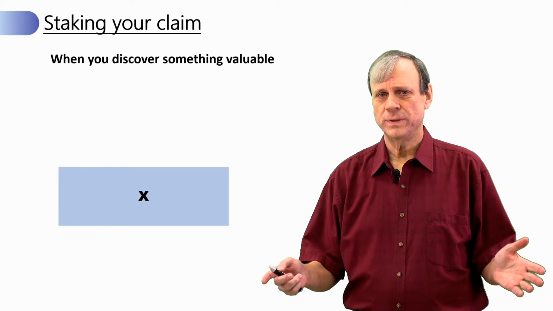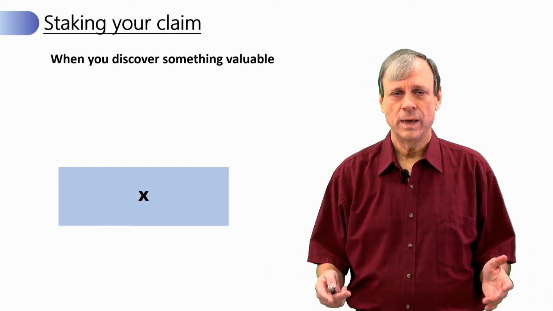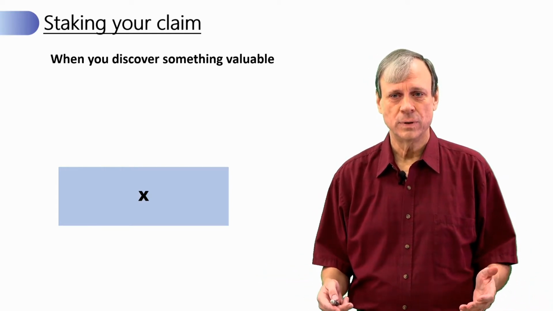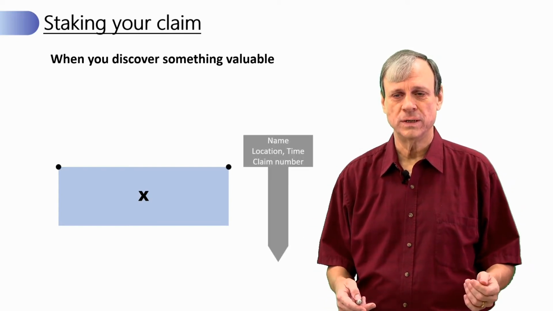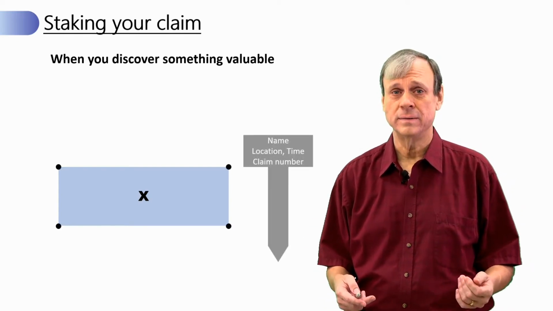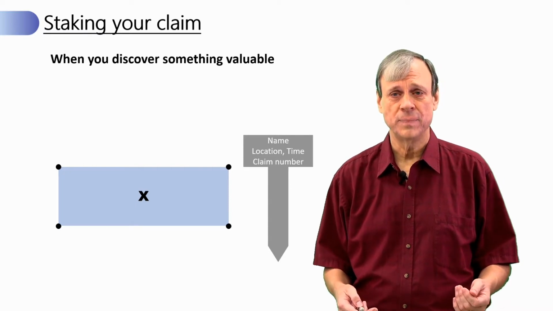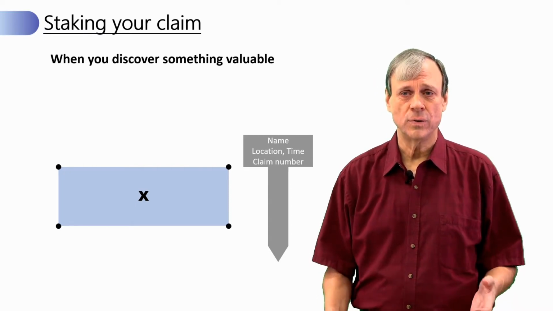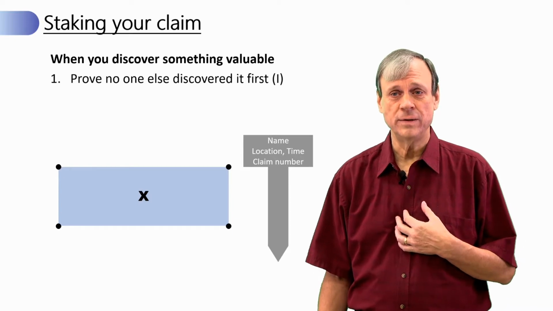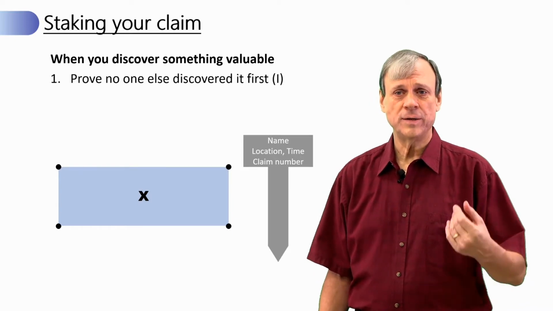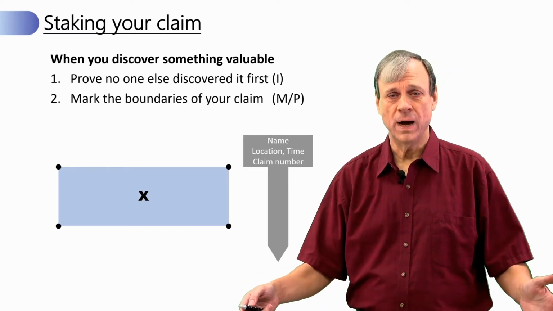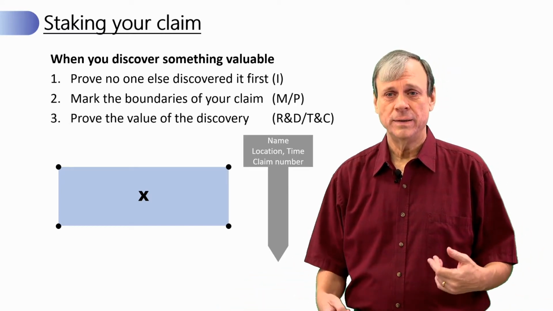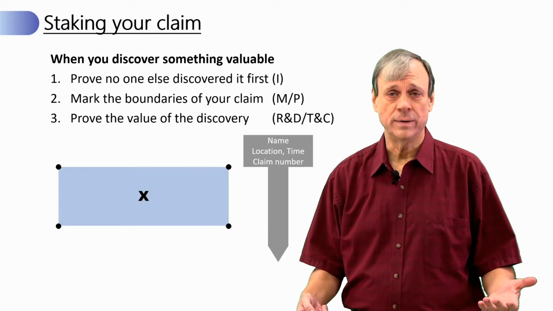In the old days, when there was a lot of land available and someone discovered something valuable, they would literally pound stakes into the corners of the area around that in order to stake their claim. And then they would go to the authorities and say, I found something valuable. To do that, you had to prove that no one had discovered it first, that you have marked the boundaries of your claim, and that there's something valuable there.